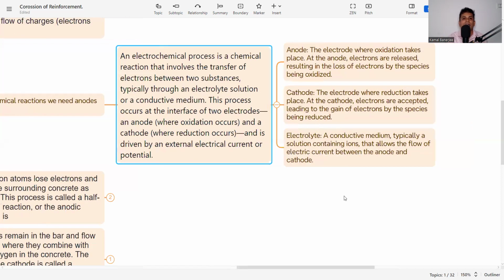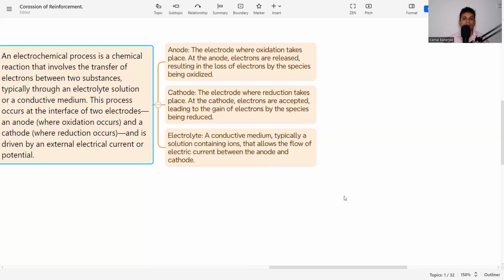So what is the anode? Anode, the electrode where oxidation takes place. At the anode, electrons are released, resulting in the loss of electrons by the species being oxidized. So the electrons are released and that is oxidation. The same thing happens inside the concrete when the corrosion is happening in the reinforcement. We will see what the chemical reaction is, but for that we need to know this is the electrochemical reaction.